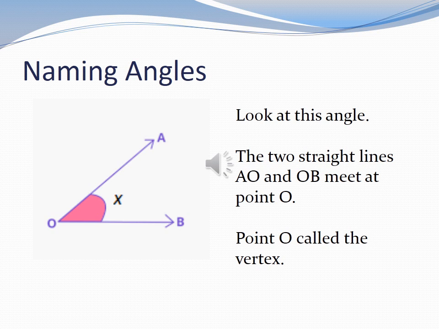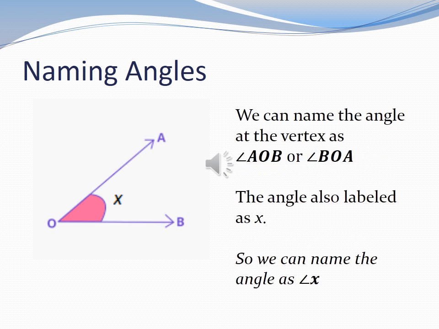The two straight lines AO and OB meet at point O. Point O is called the vertex. We can name the angle at the vertex as AOB or BOA. The angle is also labeled as x. So we can name the angle as x.